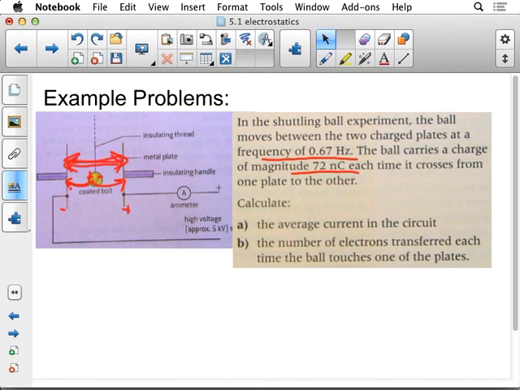Okay, anybody got an answer yet? No? No answer for A, average current in the circuit? 4.824 times 10 to the negative 8. Okay, let's see. All right, so how do you calculate current?